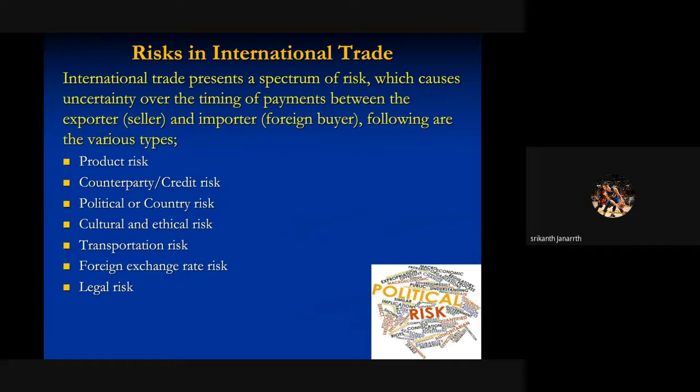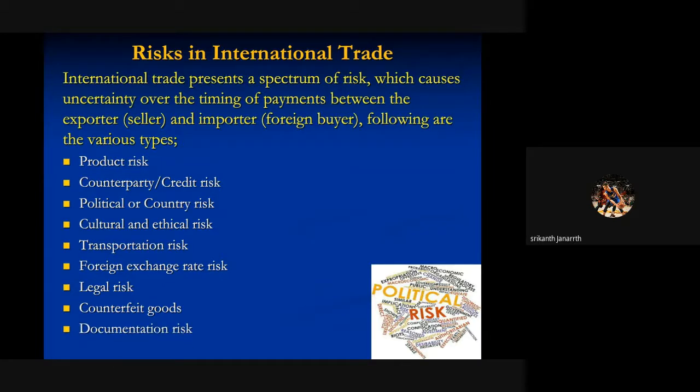So the actual party who has the financial losses can sue, can take legal action against the other party. That is called legal risk, right? Counterfeit goods, yes, there are people who willfully always send inferior quality goods. Counterfeit goods means bad quality goods.